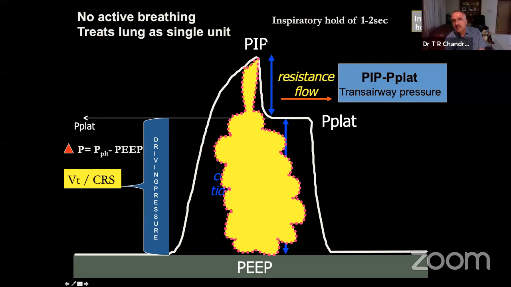If PIP is 40 and plateau is 20, 20 centimeters is going for driving the volume through the airway. So that is purely a resistance problem. If PIP is 32 and plateau is 29, there only 3 centimeters is required to push the air through the airway, and the rest is going to the alveoli.